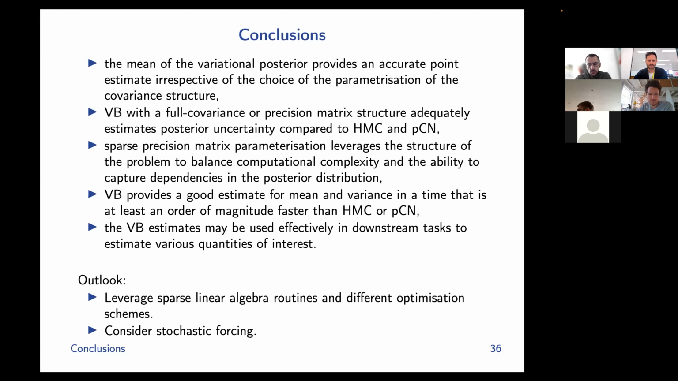So just a quick summary. The variational Bayes methods provide an accurate point estimate for the mean of the posterior.